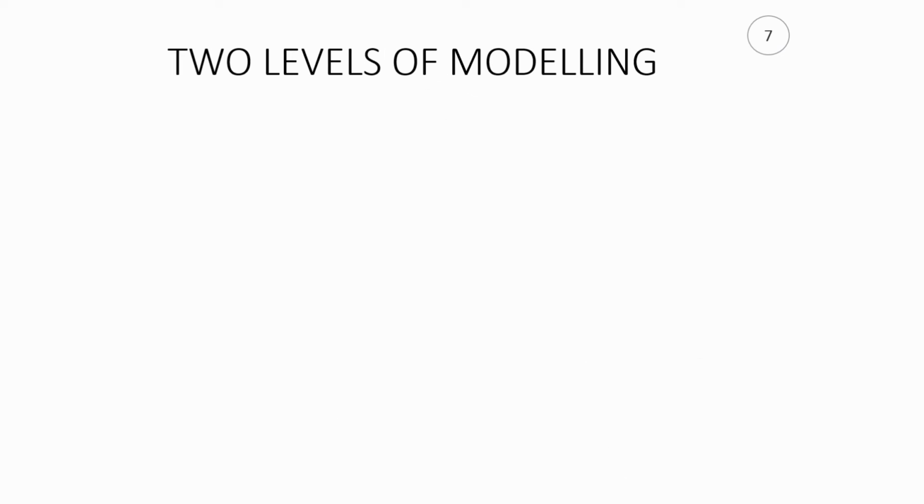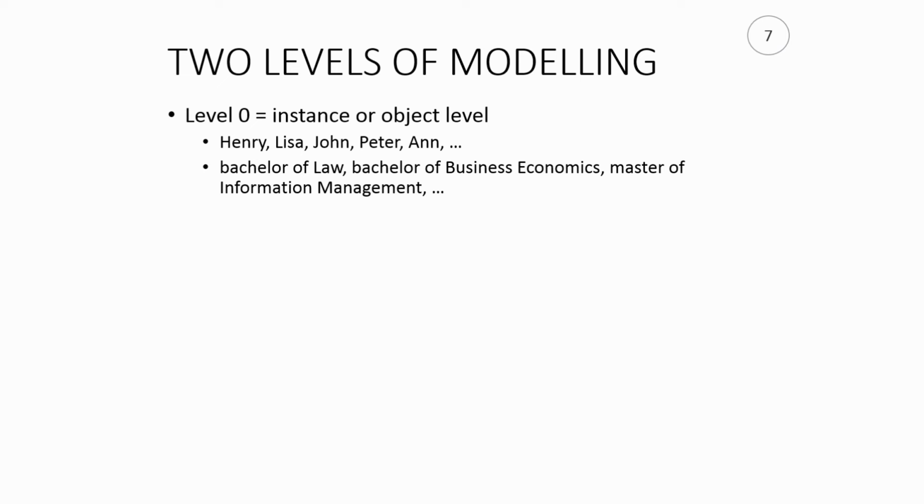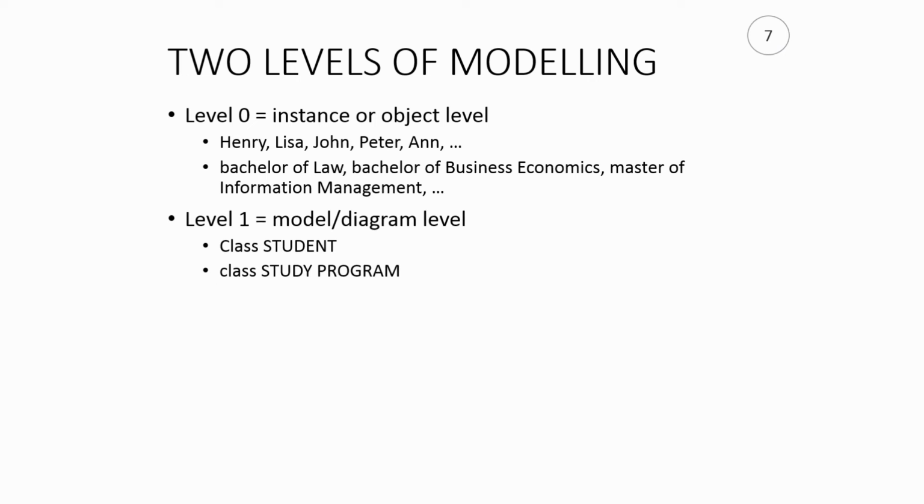When we are doing modeling, we actually can distinguish between two different levels. Level 0 is the instance or object level. There we find individual objects. For the class student, these are the individual students like Peter, Helen, Lisa, John. For the class study program, we find different study programs like the Bachelor of Law, the Bachelor of Business Economics, and so on. The upper level of abstraction, level 1, is the model or diagram level. There we find a definition of the classes like the class student or the class study program.